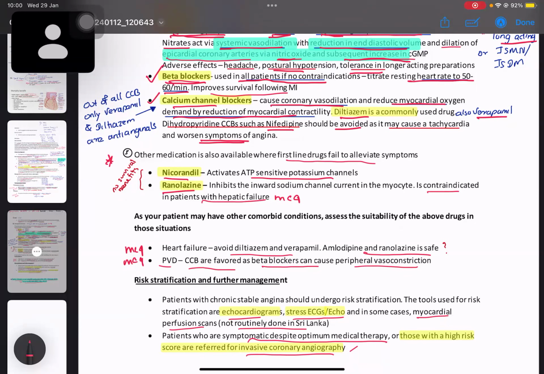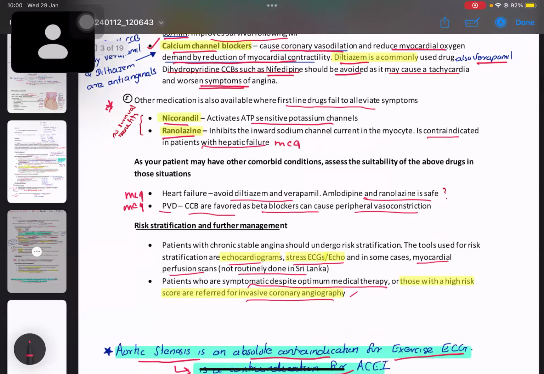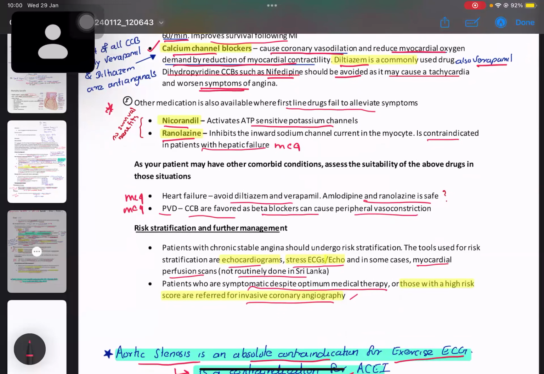nifedipine is used as an anti-anginal in chronic stable angina, the statement is wrong, because though nifedipine is a calcium channel blocker, it's not usually used in chronic stable angina. So these are the things tested in MCQs, but they won't ask much deeper things in cases. Other medications are also available. They are second line medications, but they don't have any survival benefit.